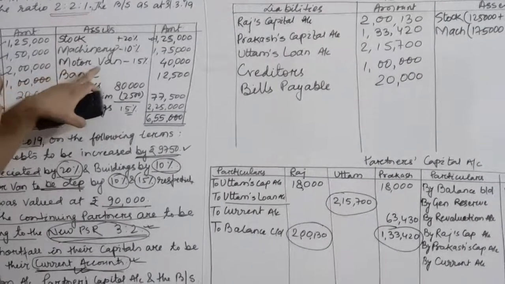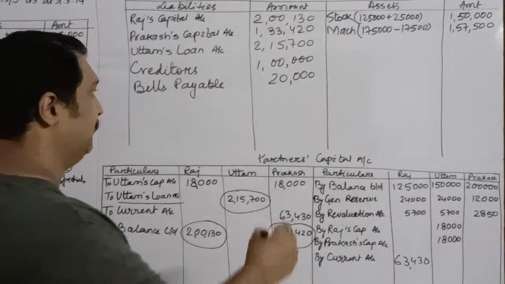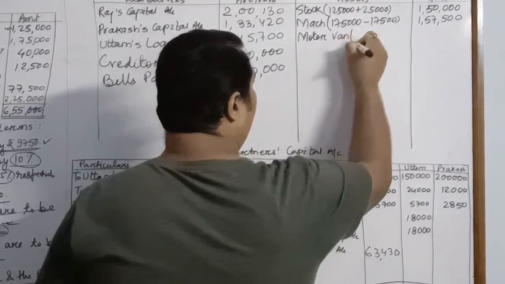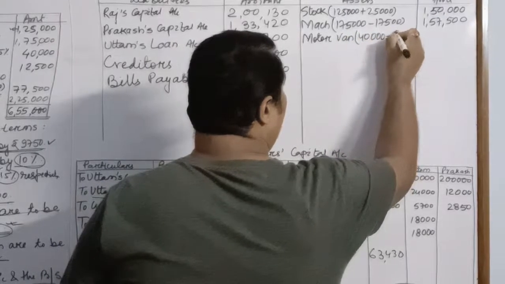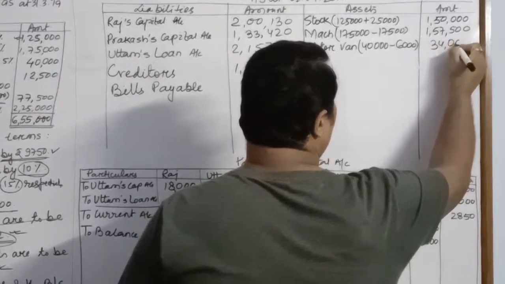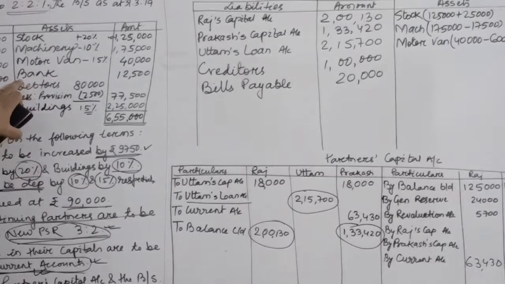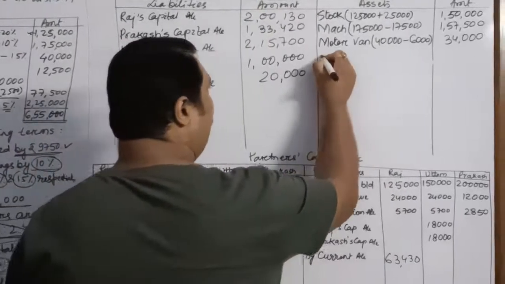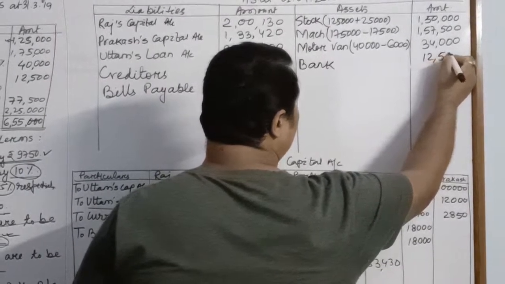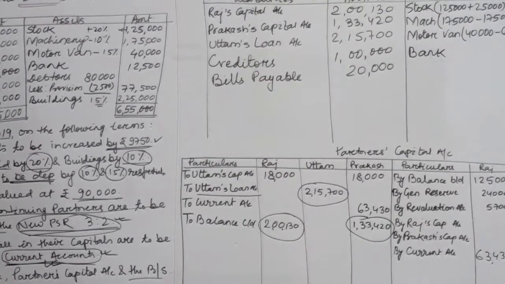Next is motor van, which is to be reduced by 15%. The old value is 40,000. So I will write over here motor van 40,000 minus 6,000, which is 15%. Balance is 34,000. After motor van, the next item is bank 12,500. There is no change in bank, so I will write it as it is, 12,500, without any change.